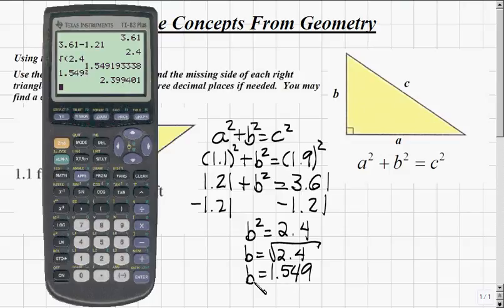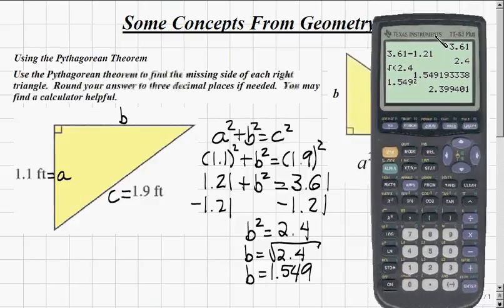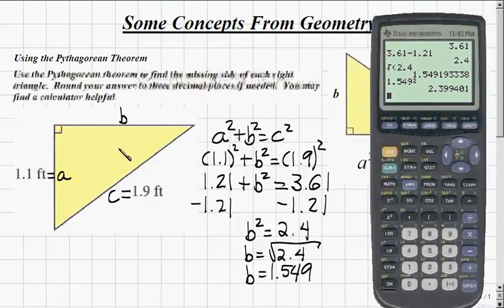However, for the answer of our problem, side B works out to 1.549. So that means that this side B would need to be 1.549 feet. And that's the final answer to this problem.